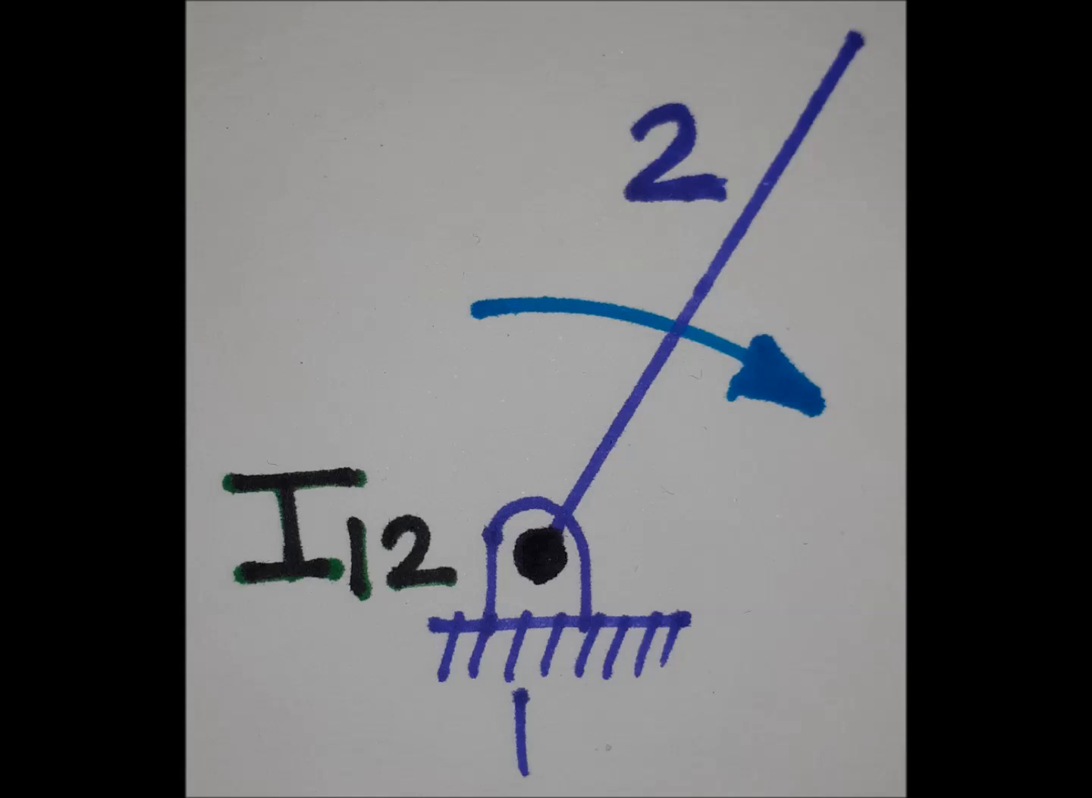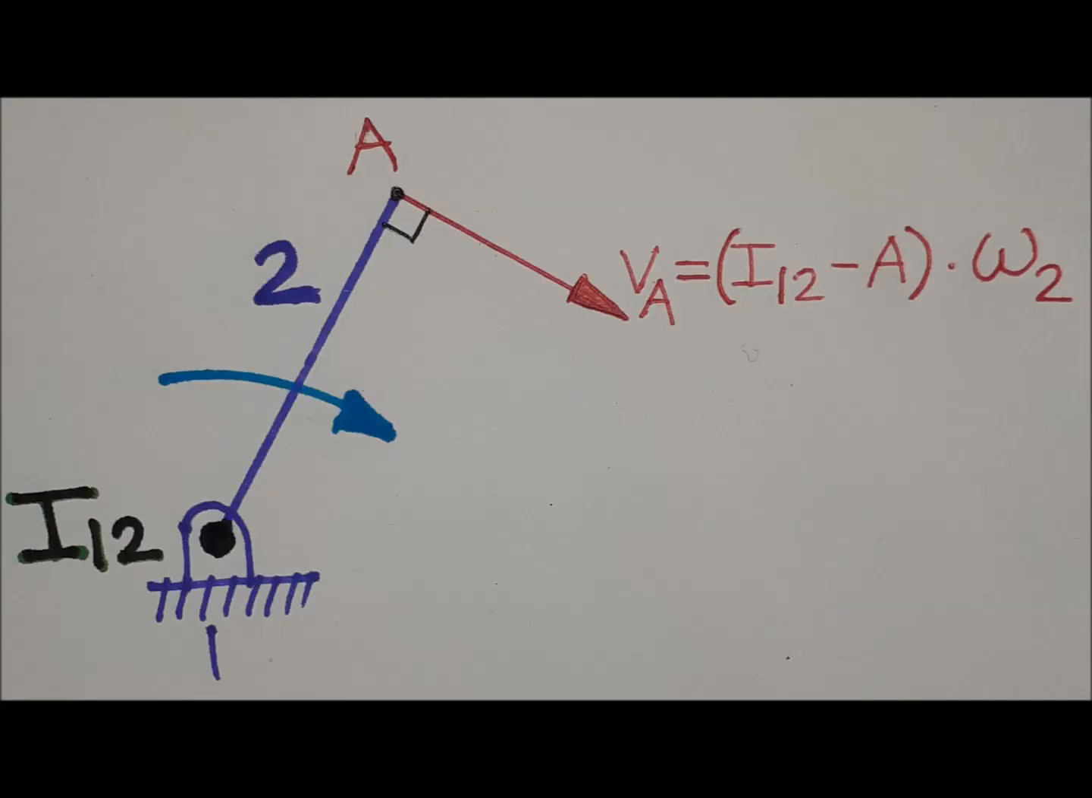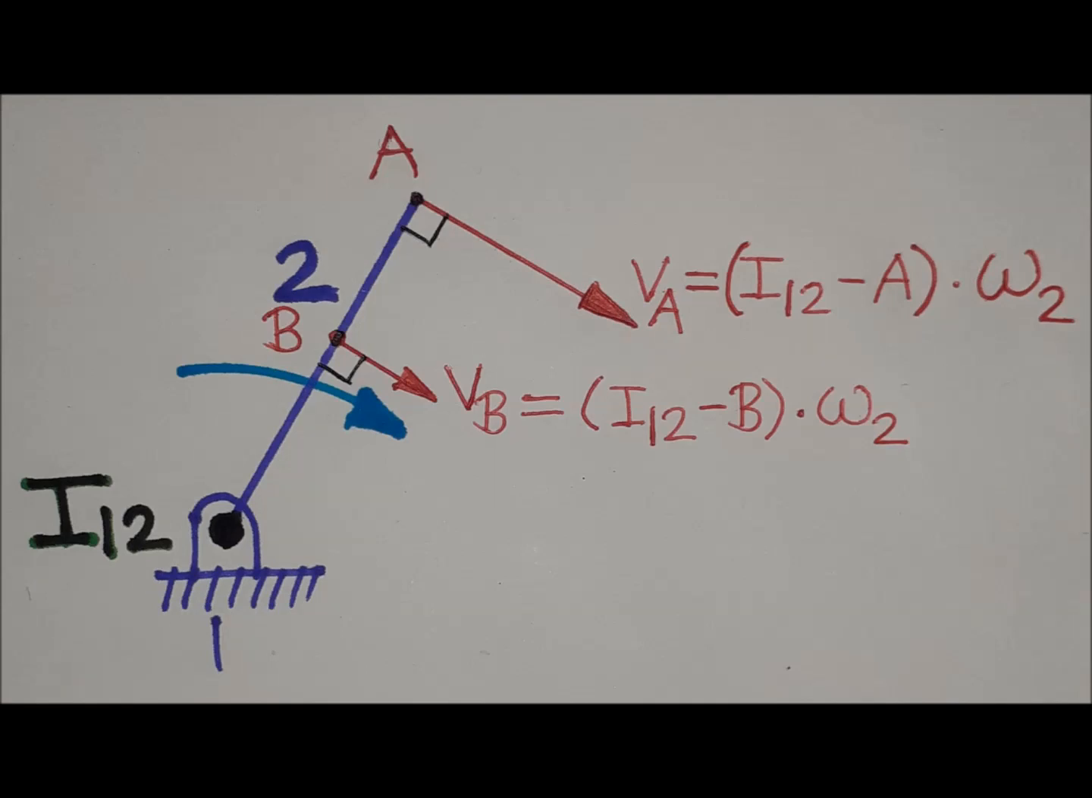Therefore velocity at point A will be given by the relation VA is equal to I12A into omega 2, and it will be perpendicular to I12A. If we consider another point B on link number 2, then velocity at point B will be given by the relation VB is equal to I12B into omega 2, and it will be perpendicular to I12B.